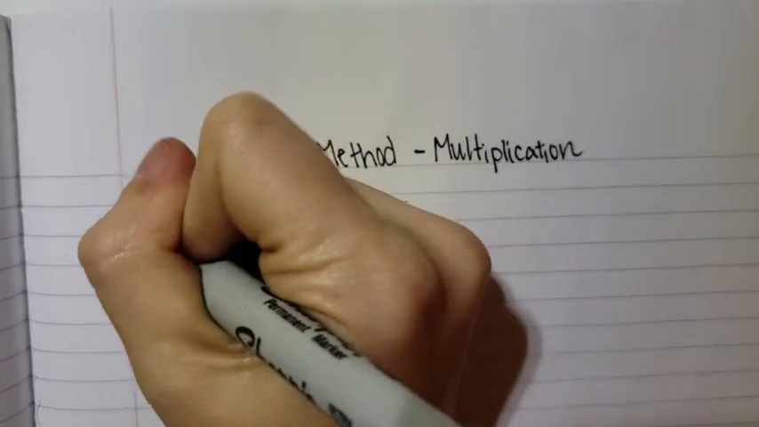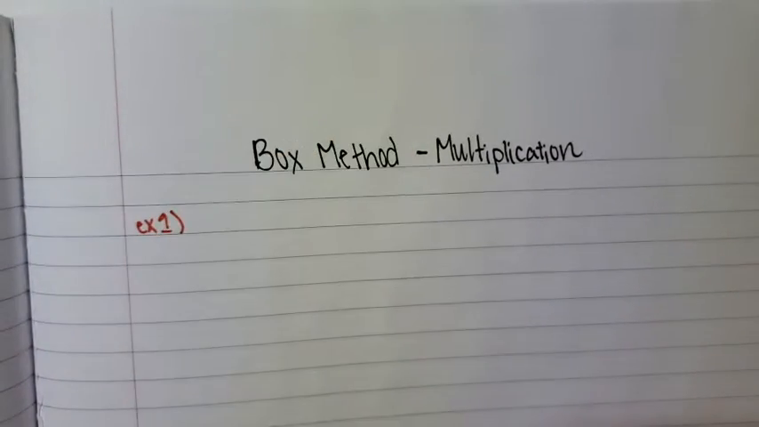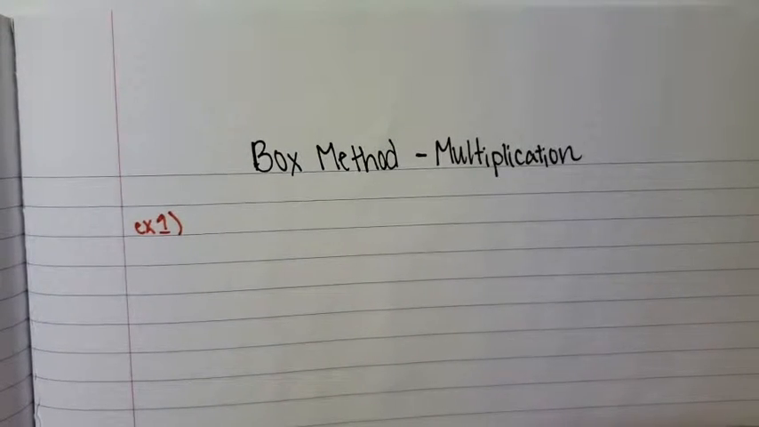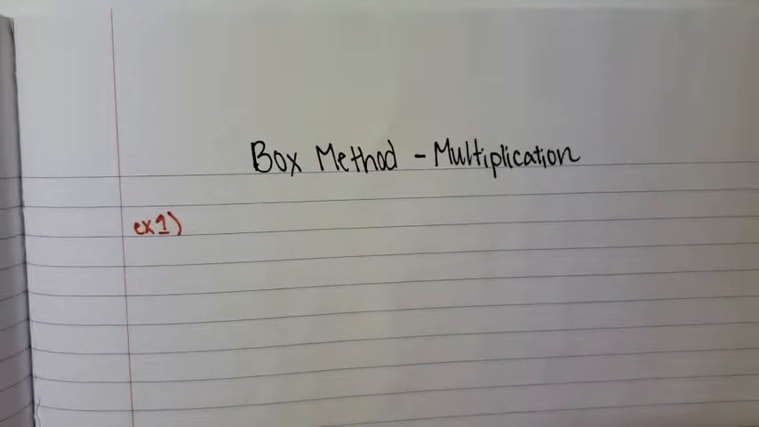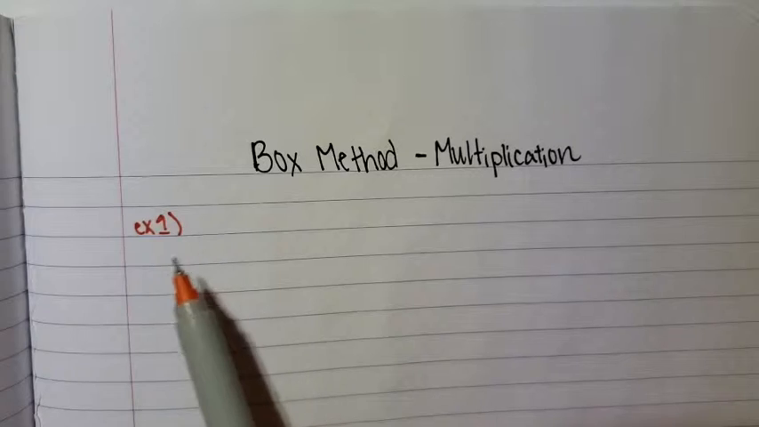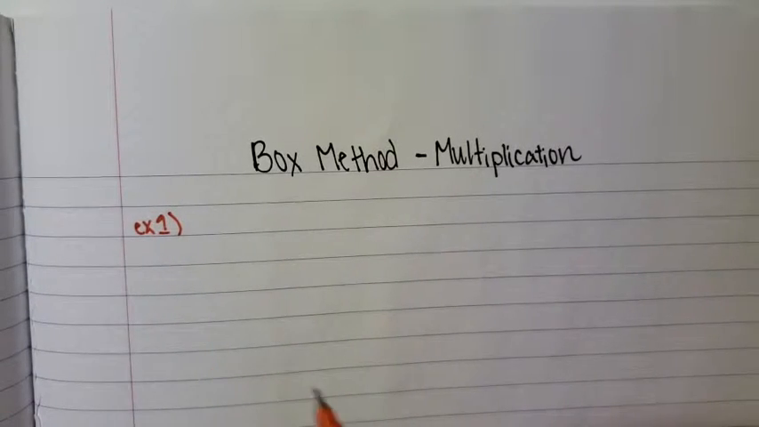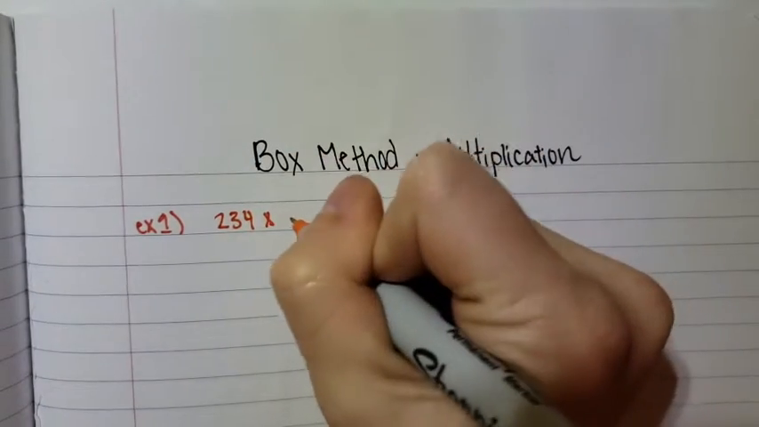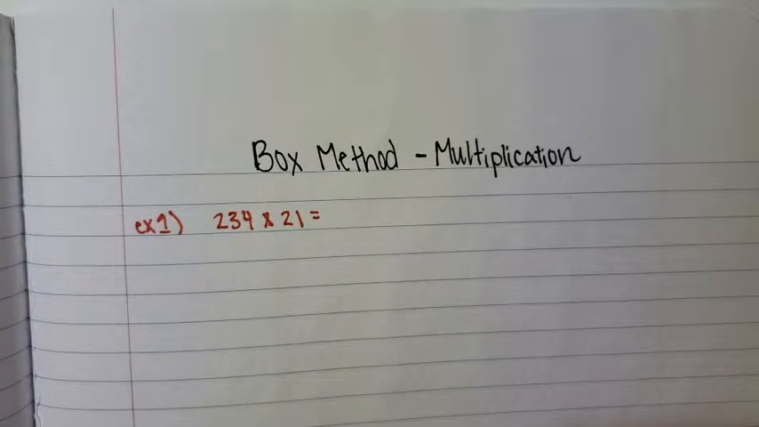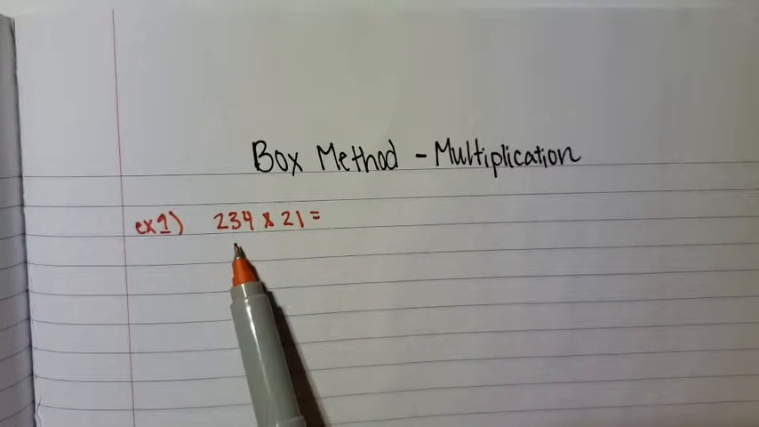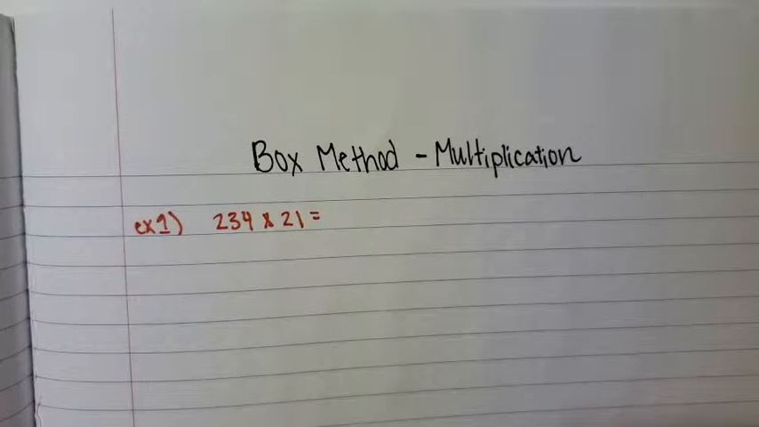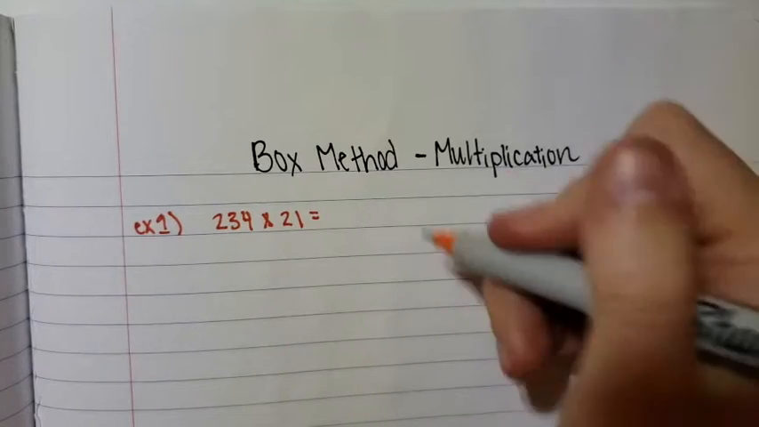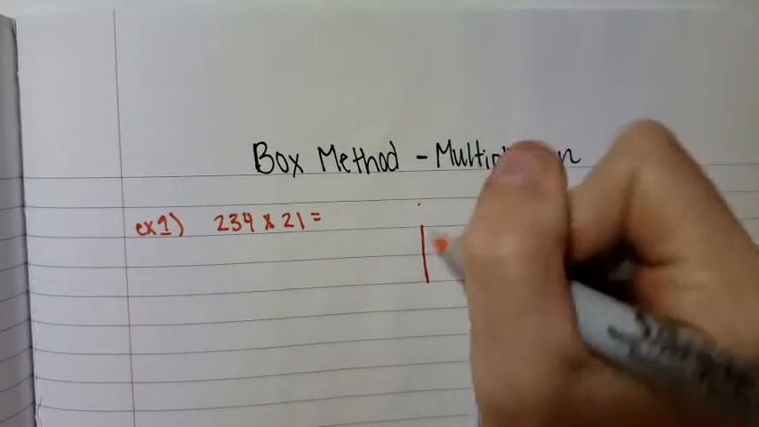So the first example that we're going to do is the exact same example as in the traditional method, so you guys are able to see the same examples worked out in two different ways and see which one makes more sense to you. The first example is going to be 234 times 21. This time it doesn't matter if you stack the two numbers on top of each other because you don't need to do that. What we're going to do for the box method is draw a box.